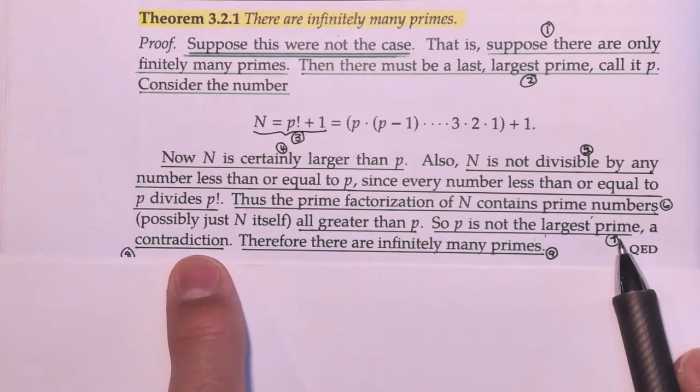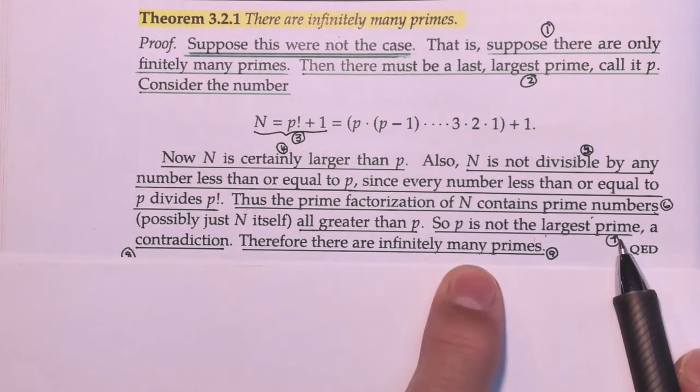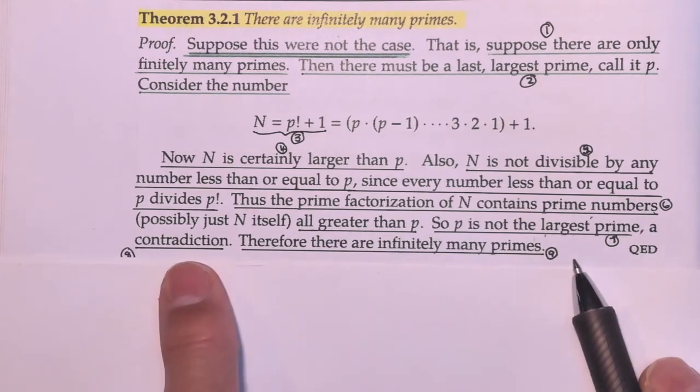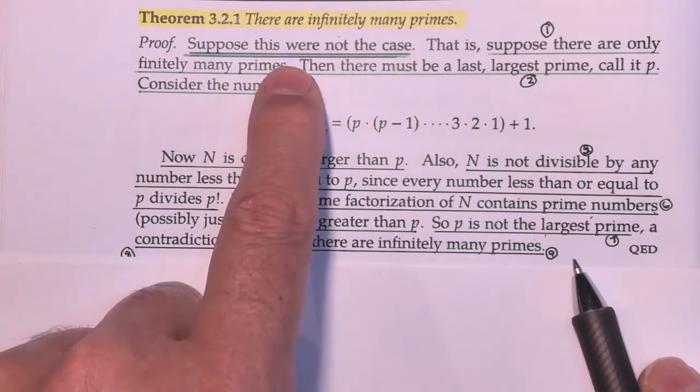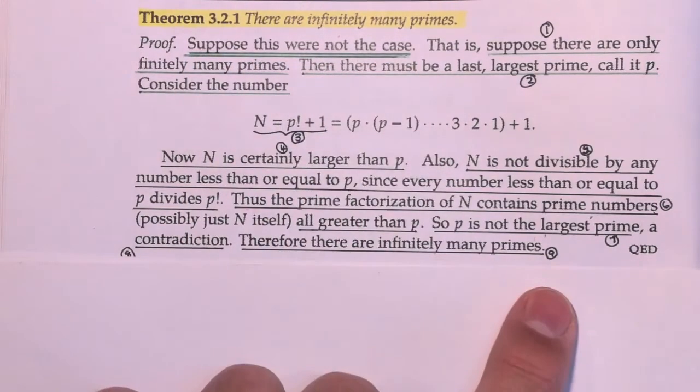It produced a contradiction. Okay, therefore, there must be infinitely many primes. Now this comes from a combination of line 1 and 8. Our only premise led to a contradiction. So the premise that we made was false. Suppose that this was not the case.